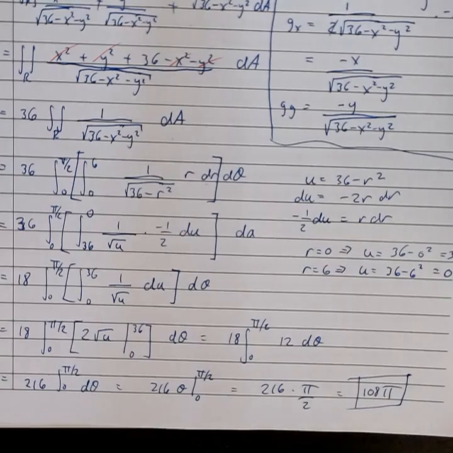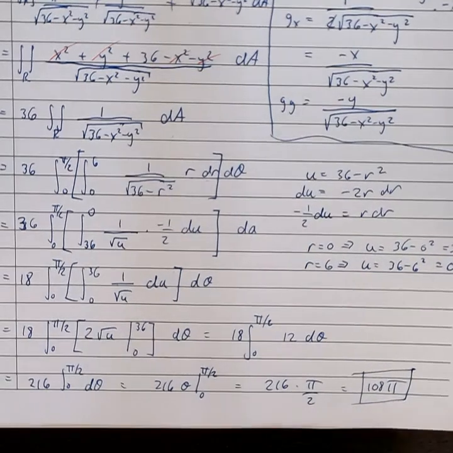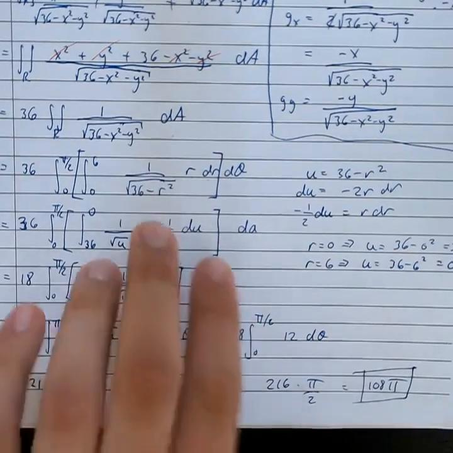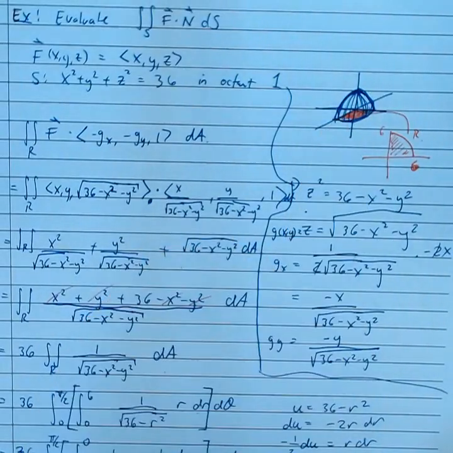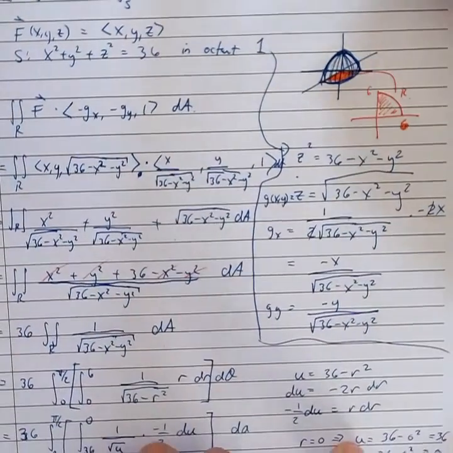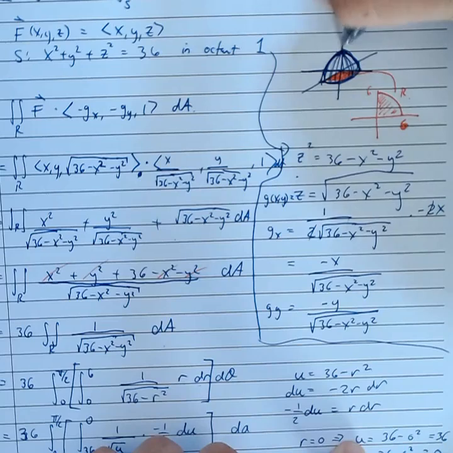108 pi. That's my flux integral. Physically, what that means is if I had this surface and I had a unit normal vector facing upwards. Here, unless we have a reason why we want to use a different unit normal vector, we typically consider straight up to be our unit normal vector.